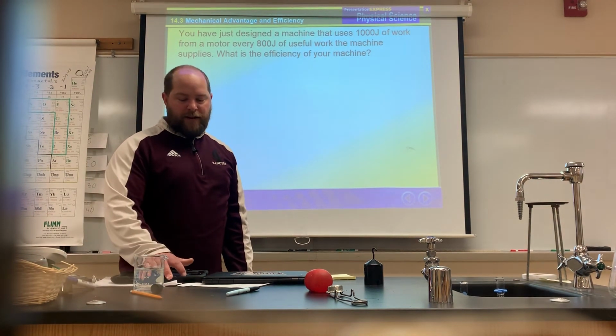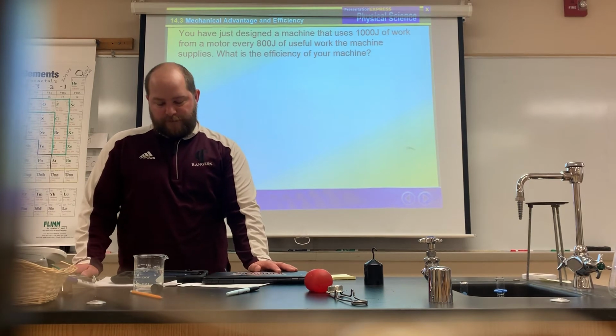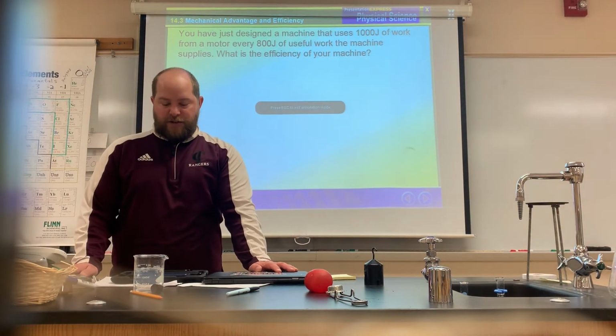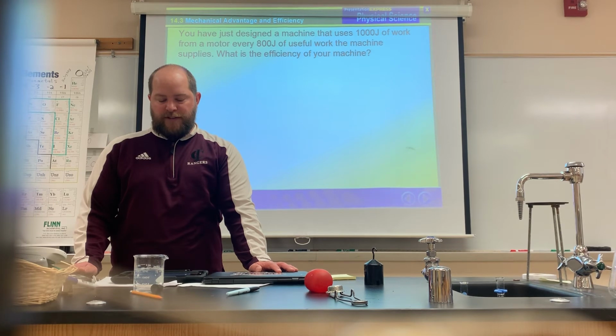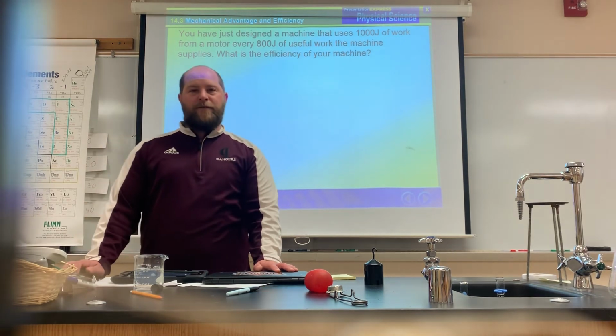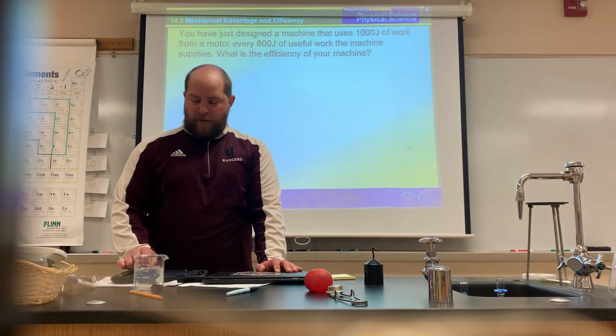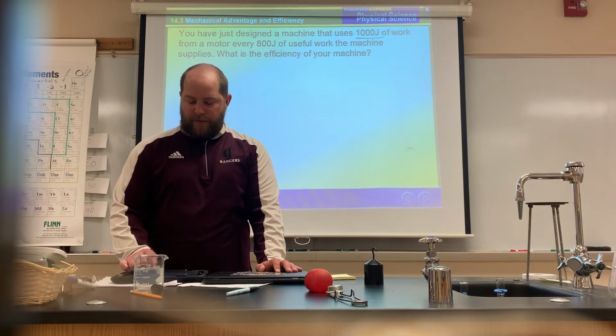So let's look at an example of this. We have just designed a machine that uses 1,000 joules of work from a motor for every 800 joules of useful work the machine supplies. What is the efficiency of this machine? Well, the 1,000 is the input. That's what you're putting in.